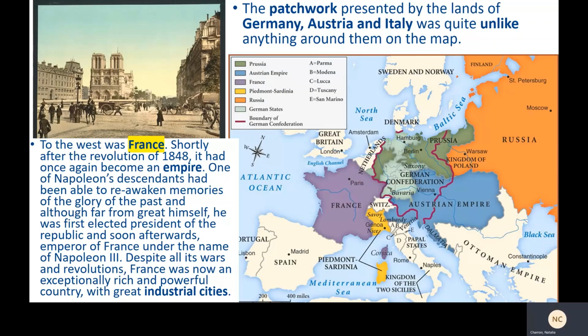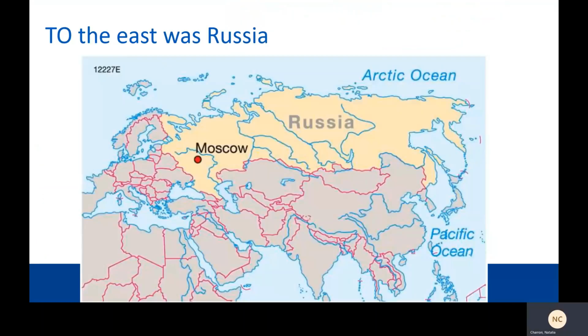To the west was France. Shortly after the Revolution of 1848, it had once again become an empire. One of Napoleon's descendants had been able to reawaken memories of the glory of the past, and although far from great himself, he was first elected president of the Republic and soon afterwards Emperor of France under the name of Napoleon III. Despite all its wars and revolutions, France was now an exceptionally rich and powerful country with great industrial cities. To the east was Russia.